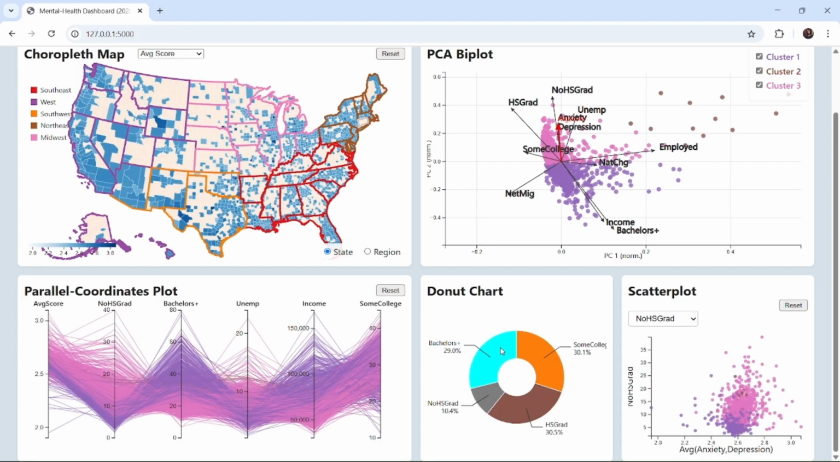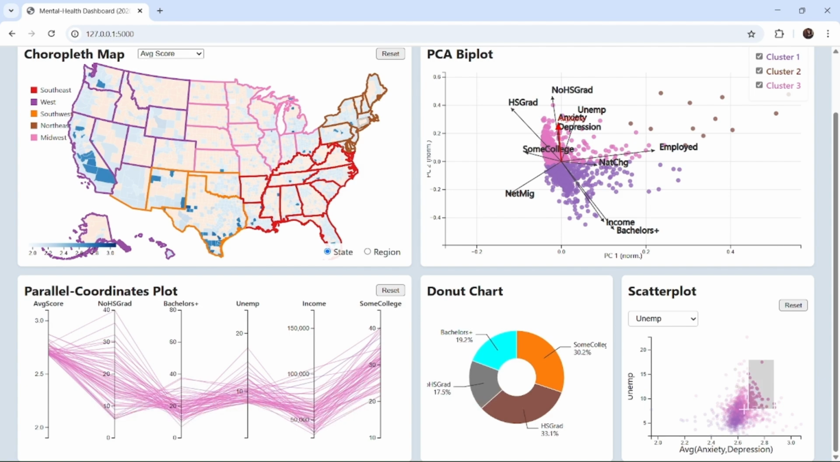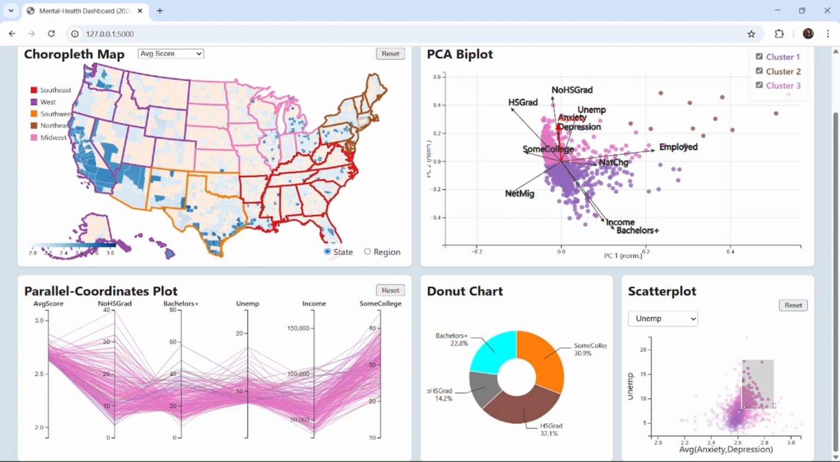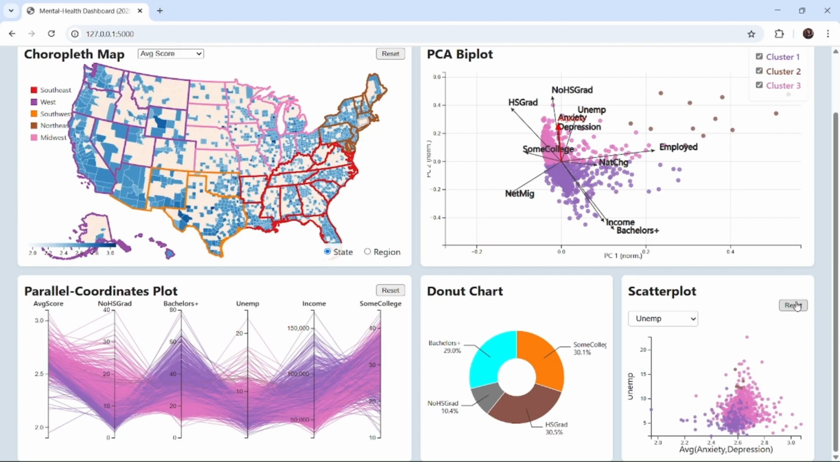And finally, we have the scatter plot, where we can plot any socioeconomic variable against average mental health score. You could also use 2D brushing to highlight specific counties and instantly see their impact across the rest of the interface. You can also reset to deselect whatever was selected.